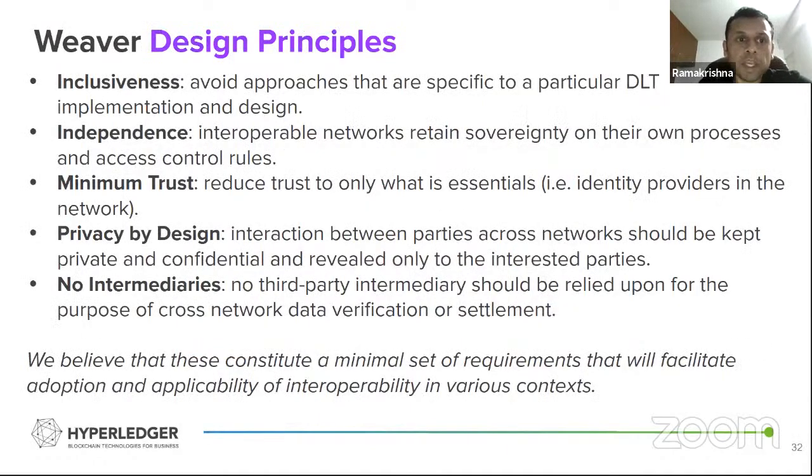So when building Weaver, we had several different principles. Unlike several systems that existed at that time, like Cosmos and Polkadot, also a system like Ethereum Plasma, which are trying to build a common relay network that would enable settlement among different side networks or different side chains. So you have a common infrastructure, which is itself built on blockchain principles, which is mediating interaction between two different networks. That is a common approach to interoperability.